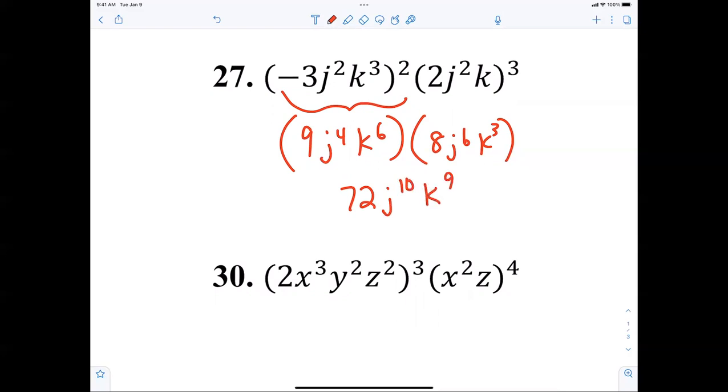Beautiful. Where did you get 9? Where do you think I got it? What's -3 squared? What is it? Tell me. 9. Because why? You do -3 times -3. There you go.